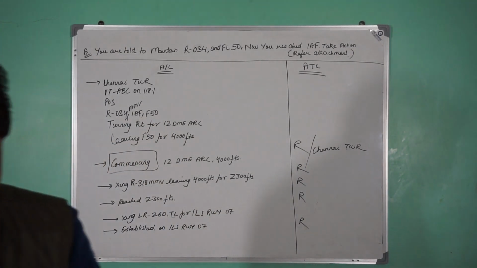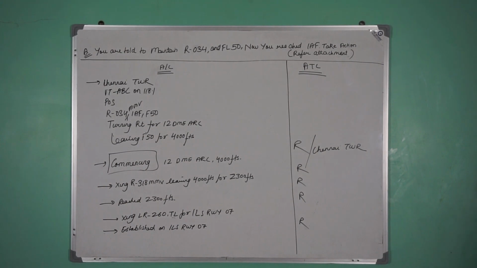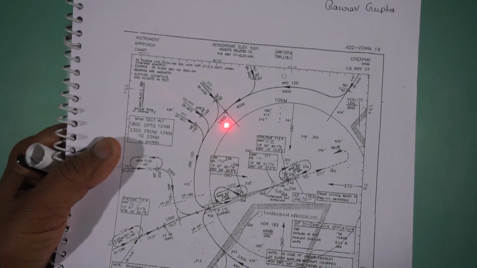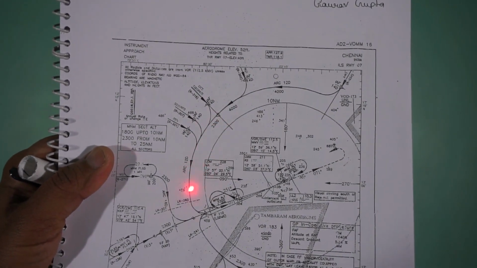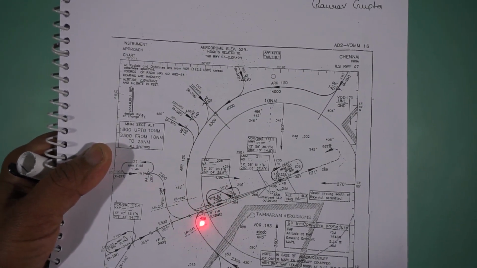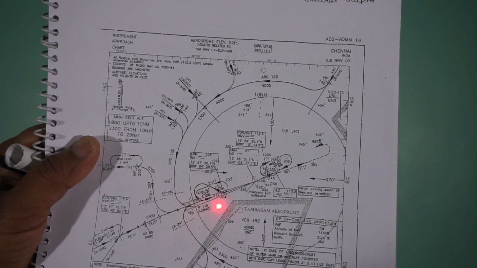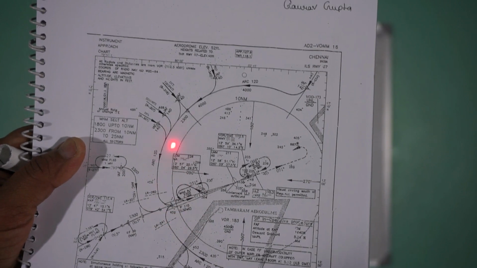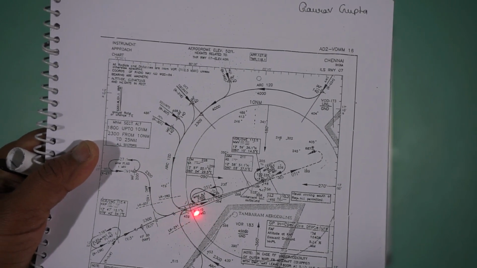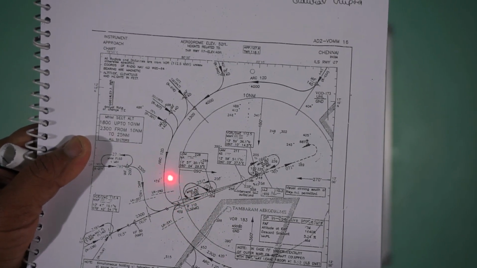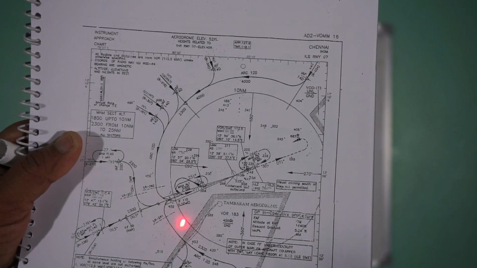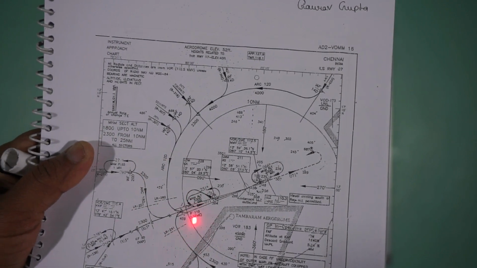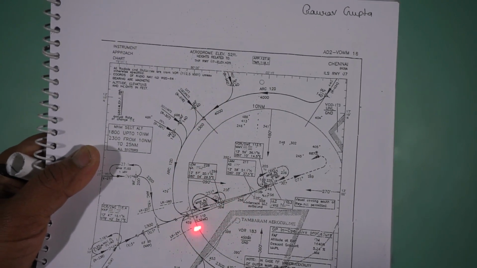Sometimes you will find a level change here also. In this case, you have seen that the level change is earlier, but afterwards there is no level change. So sometimes you will find a level change mentioned here, that you have to maintain this level, or on reaching this point the level should be this. So in that case, crossing lead radial, you have to mention turning left, and again add that you are leaving this level for this level.